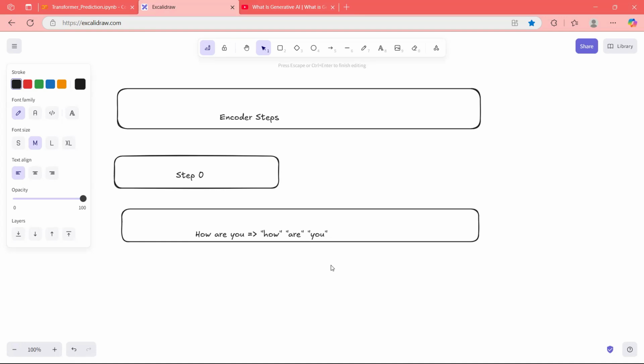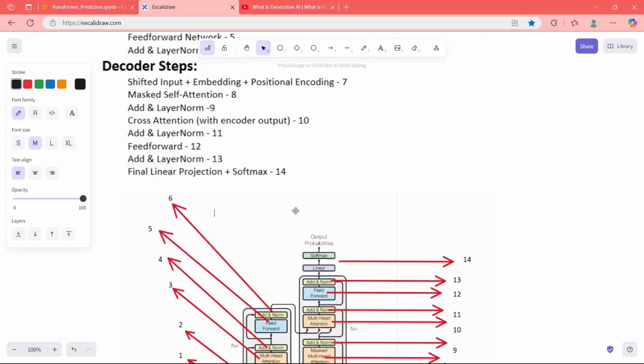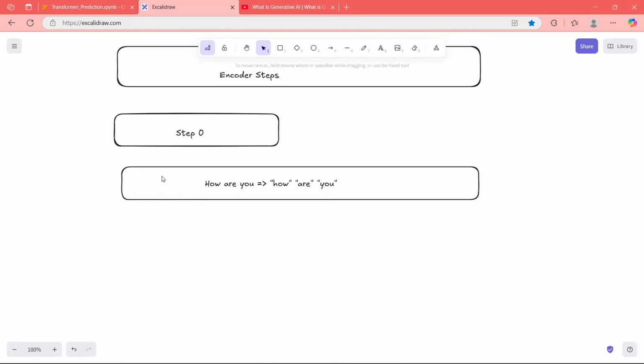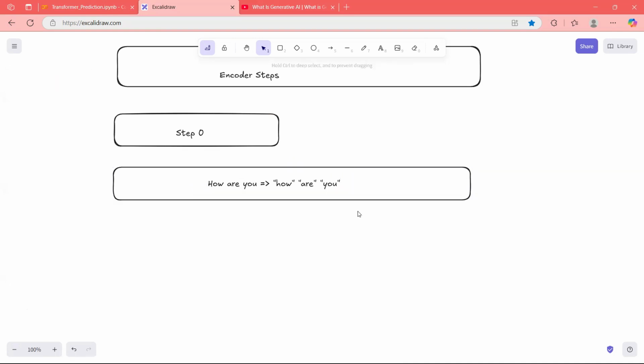That is the reason I have put tokenization as step 0. It is not something that should be given a number, I mean, it's a very basic thing, right? Tokenization is 0. So I'm saying step 0 is nothing but converting your input sentence. Remember, I'm talking about training here. So this is converting your input sentence to tokens. This is your step 0.